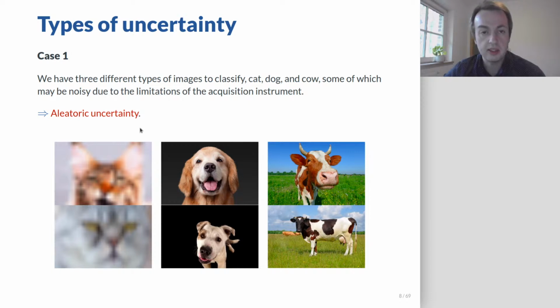And so this is an example of what we call aleatoric uncertainty, because it's some kind of noise or randomness which is due to the process itself, right? Or to the fact that you are using an instrument or measurements that are imperfect, and that cannot capture the true reality of what you want to measure.